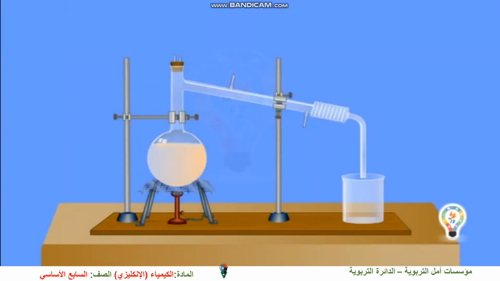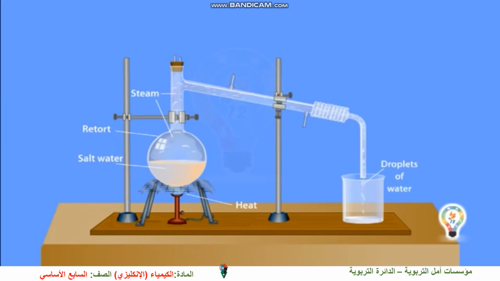Let's understand this with an experiment. Take some salt water in a retort and heat the retort till the steam comes out of it. We will see the steam getting collected inside the beaker in the form of droplets of water, as the steam advances and reaches the beaker, and the salt is left behind in the retort.